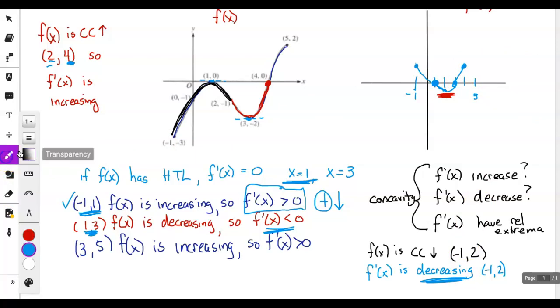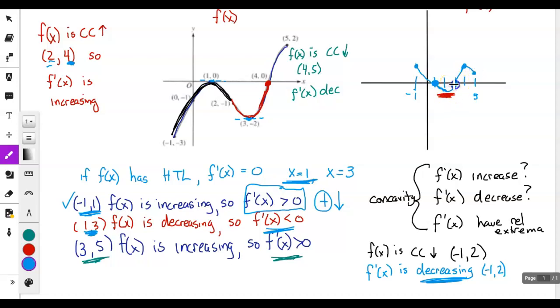Now what happens? At 4, I go back to being concave down. So f of x is concave down from 4 to 5. So the derivative needs to decrease on that interval. But from 3 to 5, my derivative graph needs to be positive. So I'm going to be positive and decreasing on that interval. I'm positive, but I decrease. That's actually not the best; I should probably try to round it earlier. So positive and decrease. Okay?